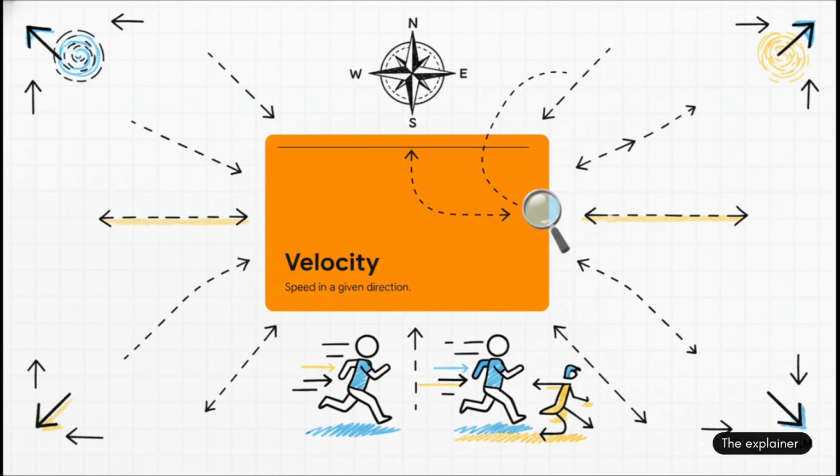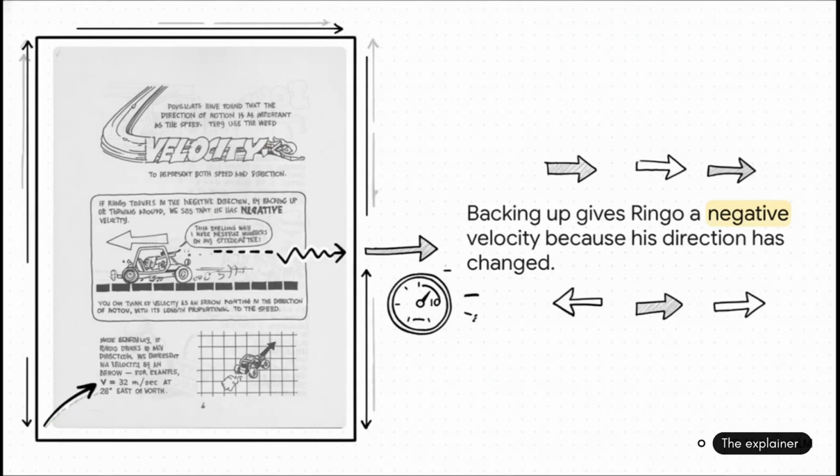Now, this might seem like a small distinction, but trust me, in physics, this changes everything. And check this out. Look what happens now. Ringo might be moving at the exact same speed, but when he throws the car in reverse, his velocity actually becomes negative. The speedometer needle hasn't moved, it still says 10, but because he flipped his direction, his velocity is now minus 10. Wild, right?